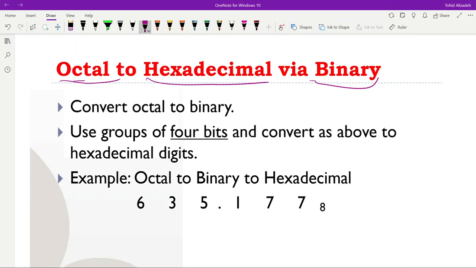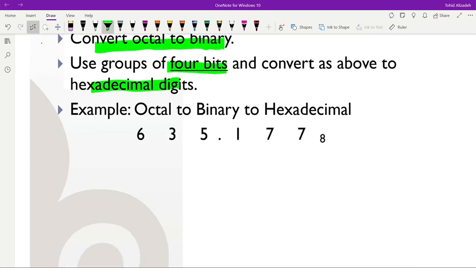In order to convert from octal to hexadecimal and vice versa via binary, we need to convert the octal to binary, then use groups of 4 bits and convert, as we did in the example, into the hexadecimal digits. Let's go through this example. So we have 635 point, this is the radix point, 177 in octal, and we want to find its equivalent in hexadecimal.